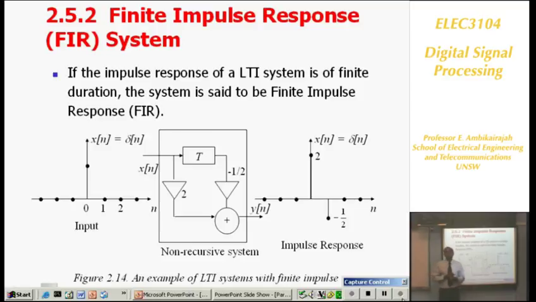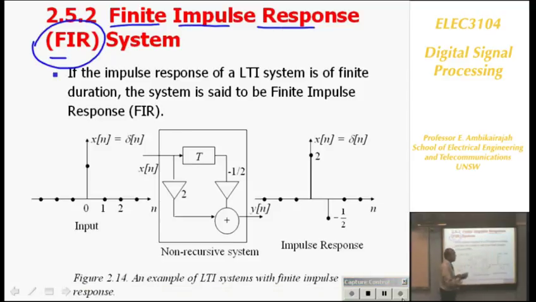Within the system, there are two major types. There are other types as well, but we are going to look at two. The first one is called the FIR system, which is finite impulse response. So the impulse response is finite. What does that mean? Let's take a system here. You can see in this system, this is a feed-forward system.